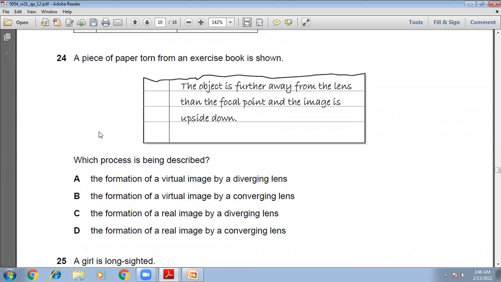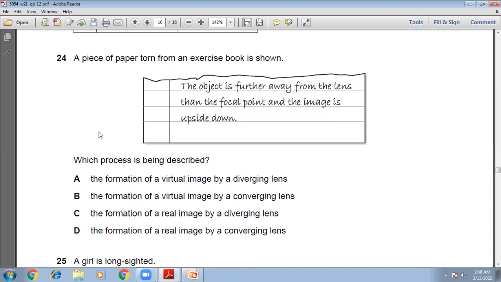A piece of paper torn from an exercise book is shown. It says the object is further away from the lens than the focal point and the image is upside down. So a real image is being formed, it's inverted. So which process is being described?